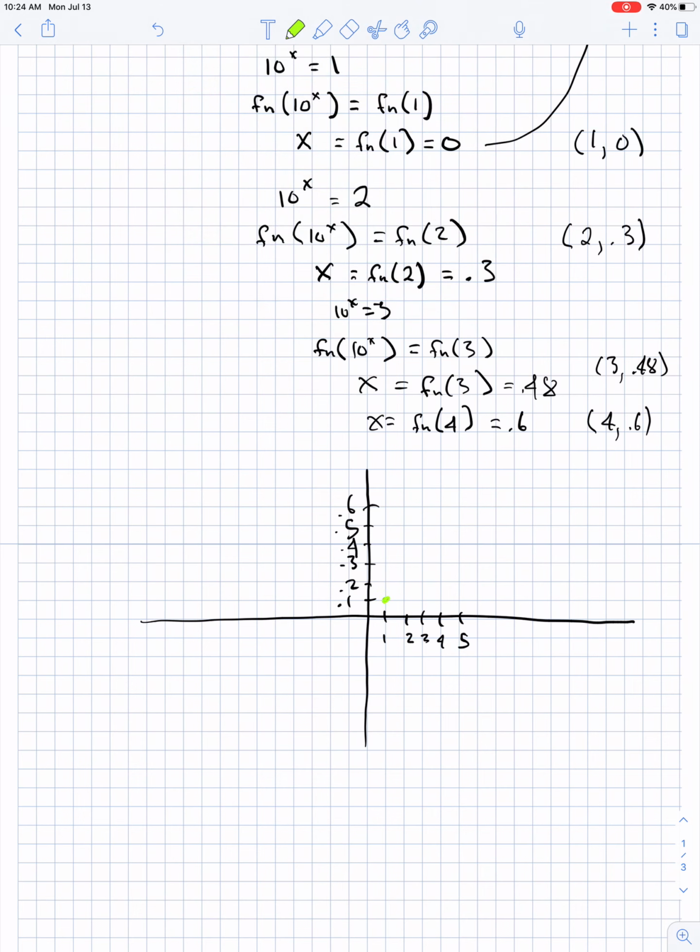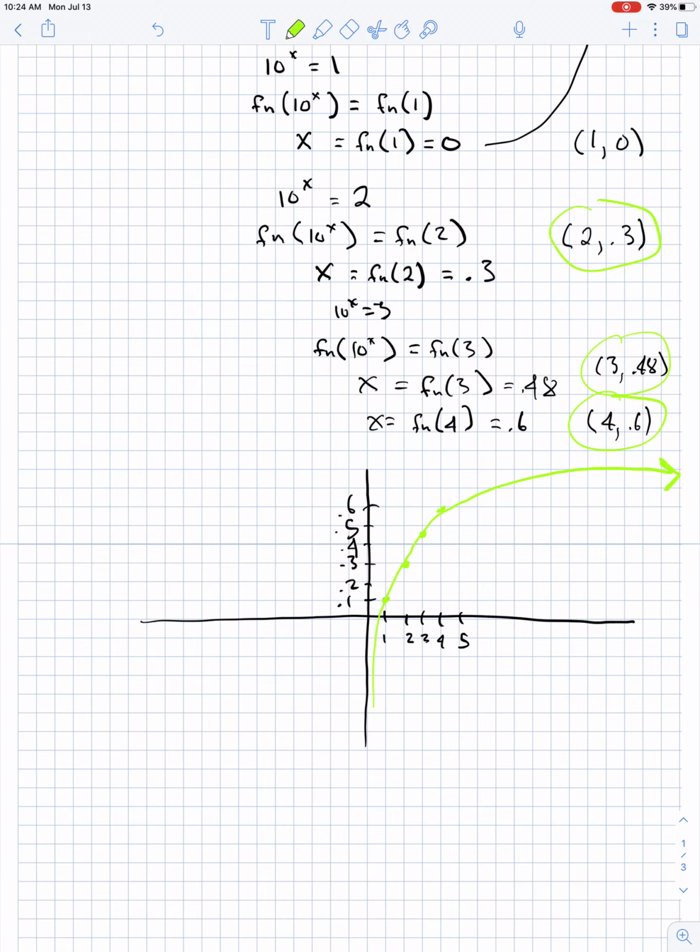Okay, when a 2 goes in, a 0.3 comes out. When a 3 goes in, a 0.48 comes out, so that's right about here. When a 4 goes in, a 0.6 comes out. And we could continue this. Obviously we could just keep coming up with numbers that we solve through by brute force. But what we'd see is, as we connect the dots, there's something that looks like this.